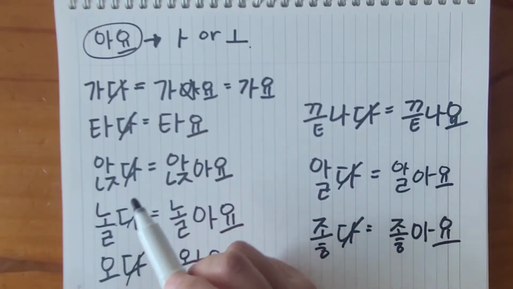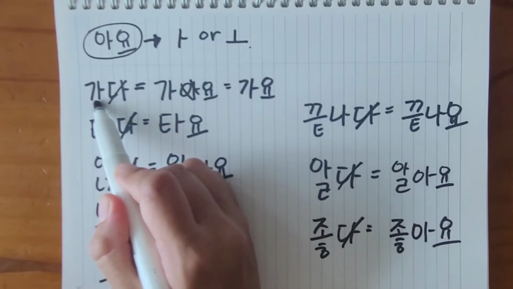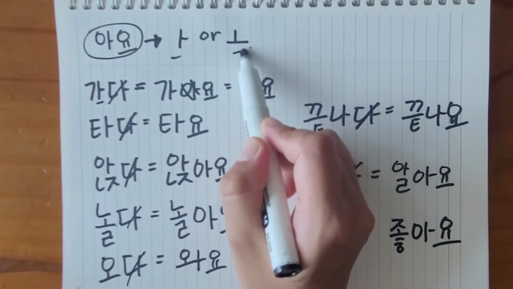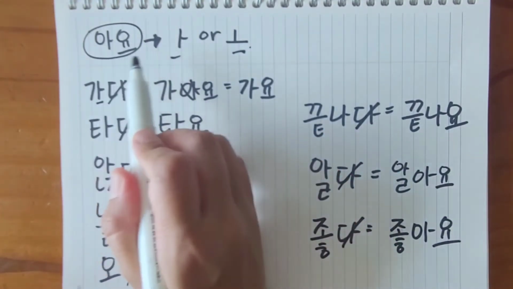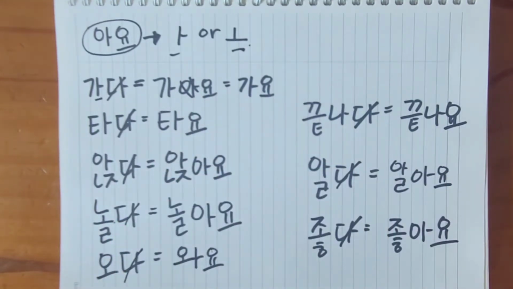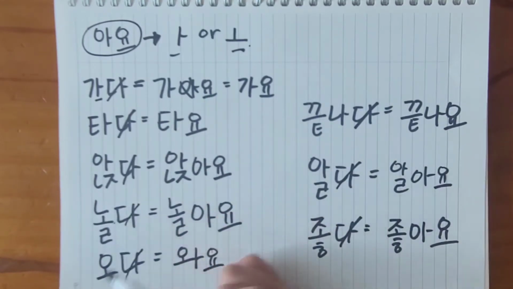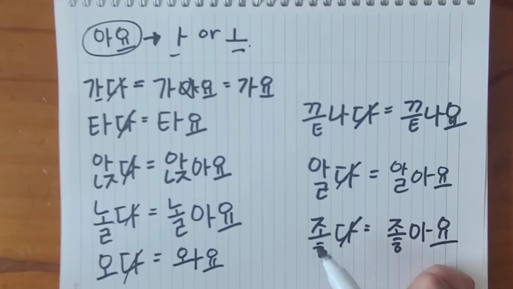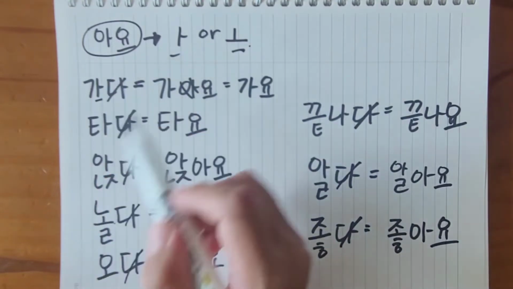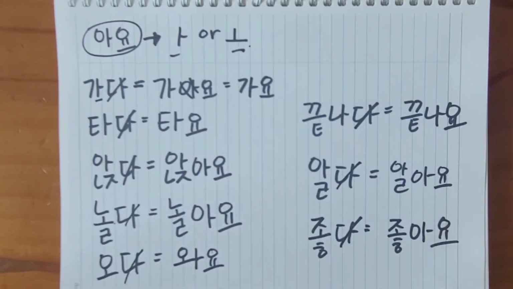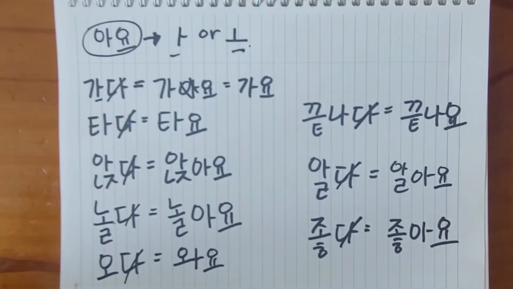So sa mga example na to, if mapapansin mo, after we drop da, yung final vowel niya ay nasa a or o. So, ang ginawa natin, we add ayo after we drop da sa ating base word. So, after we drop da, yung final vowel ng isang word na natitira ay a or o. So, ang ginawa natin ay we add ayo. Ito yung first way or ito yung first rule.